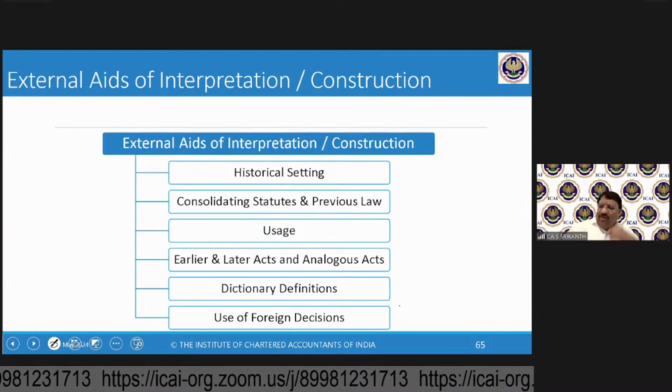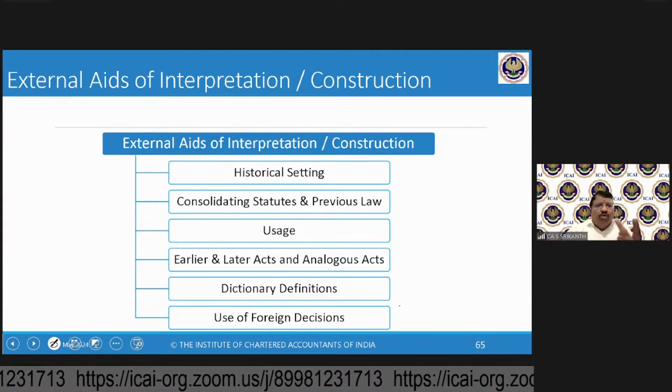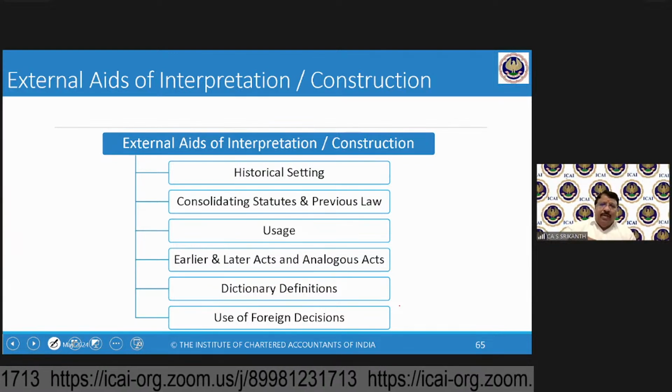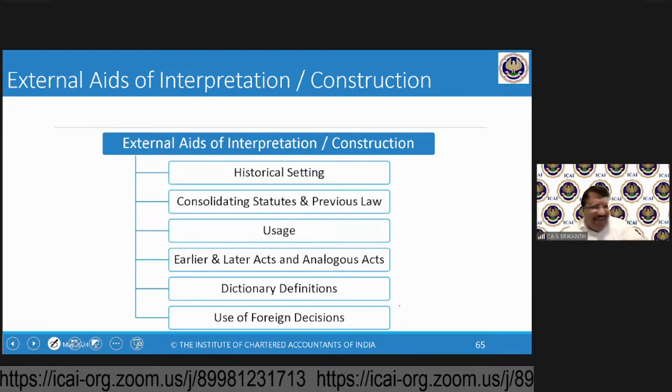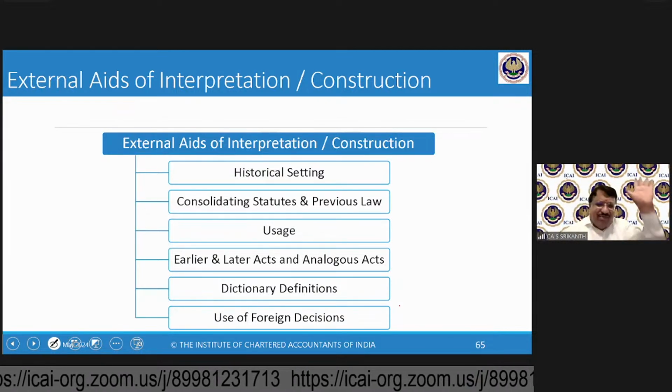So this is the topic coverage today. I still have 2 more laws, FEMA and LLP. Inshallah, we will do them on the 2nd of June. If necessary, we will take another half an hour more and finish it.